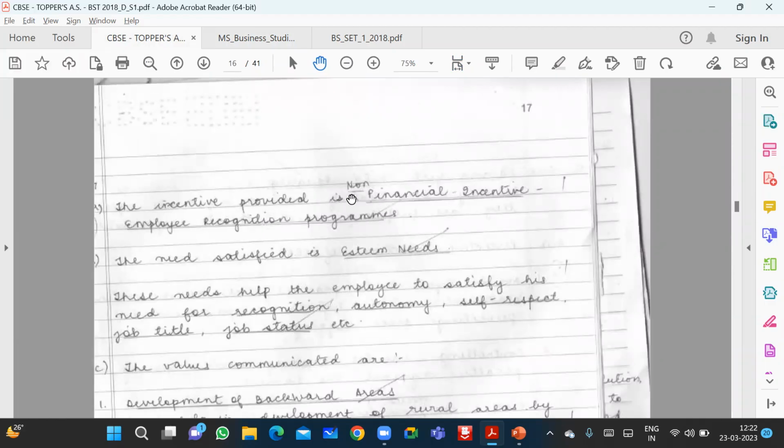The incentive provided is a non-financial incentive, and the type is also given, that is the employee recognition program. So you will mainly get the marks for writing the name of the incentive, that is the employee recognition program, and that it comes under the type, that is non-financial incentive. So you will get half mark for writing the type and half mark for writing the name. This way you will get 1 mark. And the need satisfied is the esteem need, half mark for writing esteem need and then the explanation. So this way you will get 2 marks for the first 2 questions.